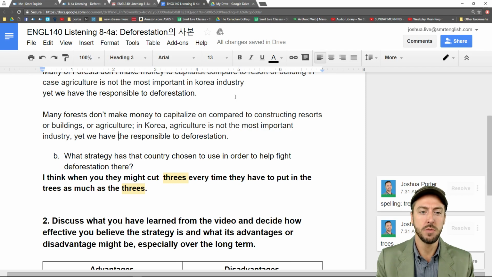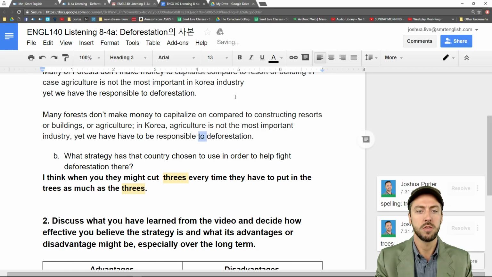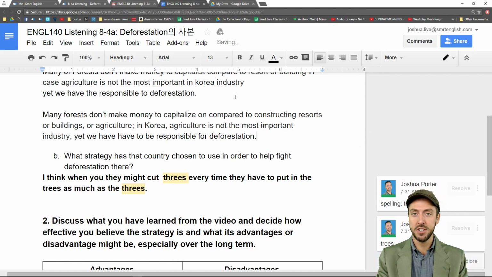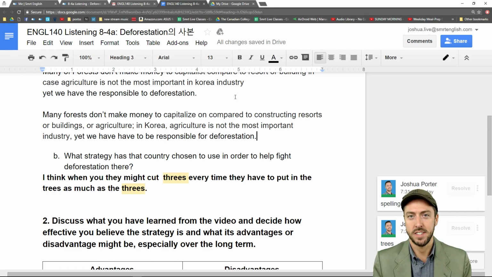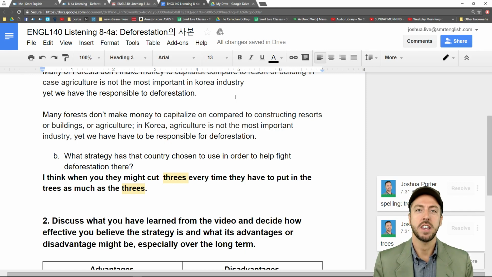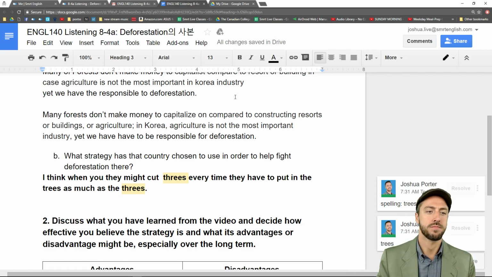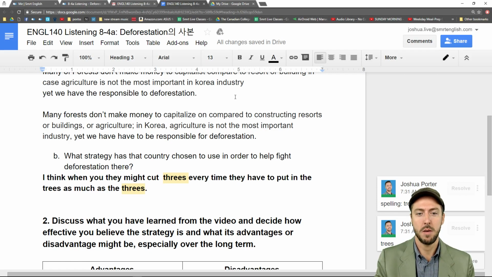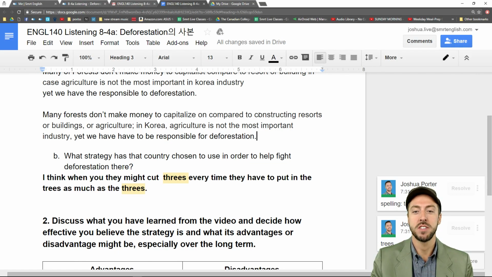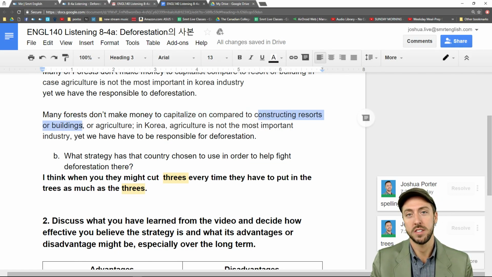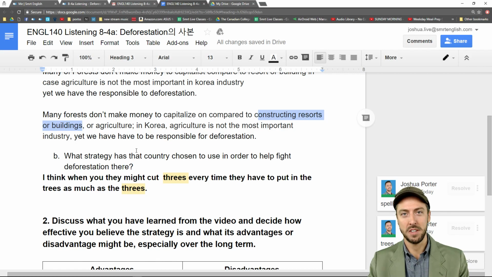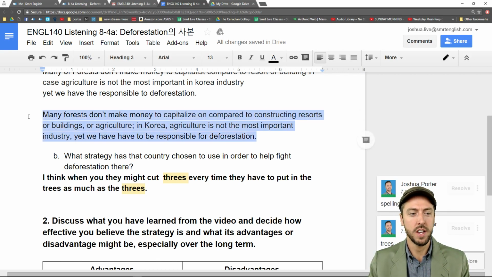Yet we have to be responsible for deforestation. So this is a great introductory sentence, a series of clauses. I could easily see this being the start of an essay on deforestation, and the next sentence would probably talk about what is being capitalized in Korea, and I imagine that that is constructing resorts or buildings, constructing businesses. Those kind of things probably eliminate forests in Korea.